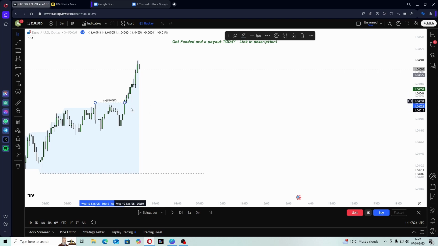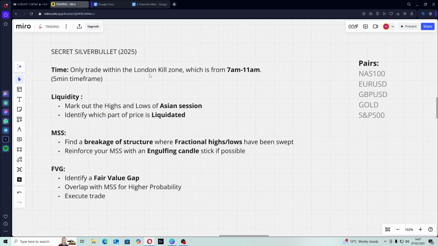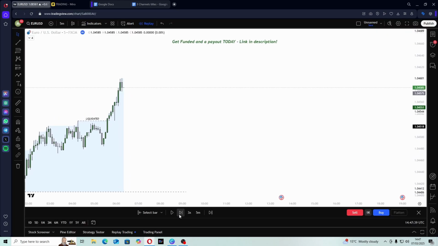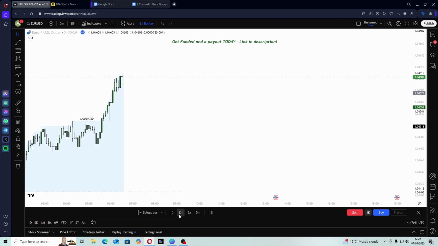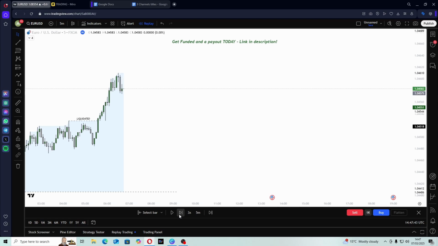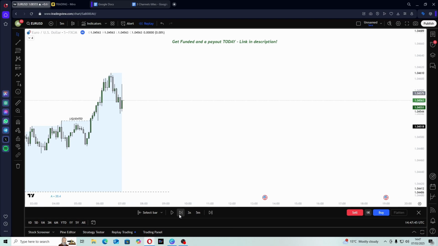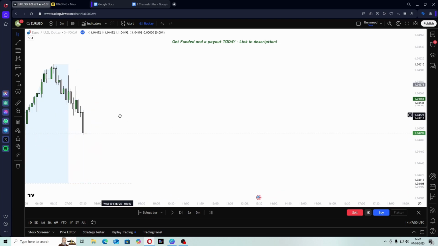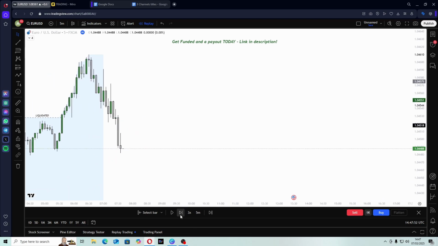So we got liquidated right there, and what we need to do from now on is very simple. We need to find a break of structure where fractional highs and lows have been swept, and we can reinforce our market structure shift with an engulfing candlestick if possible. What we're looking for is a market structure shift towards the downside because the highs have been swept, which means we're going to be trading a reversal towards the downside. So we're going to keep playing price forward until we get a clear break of structure.